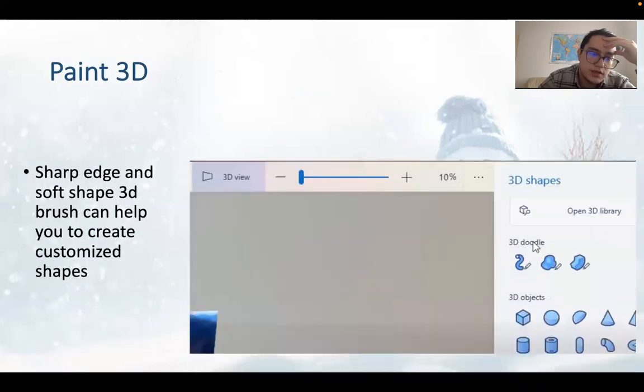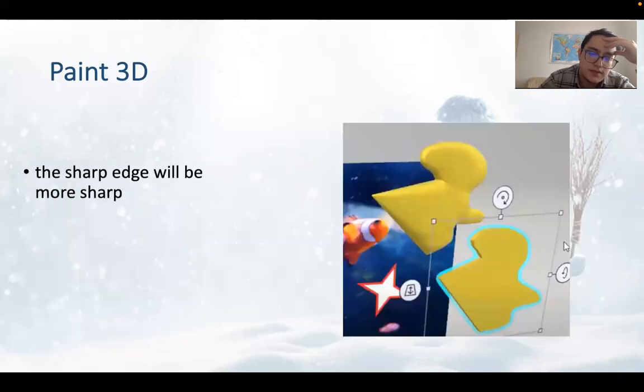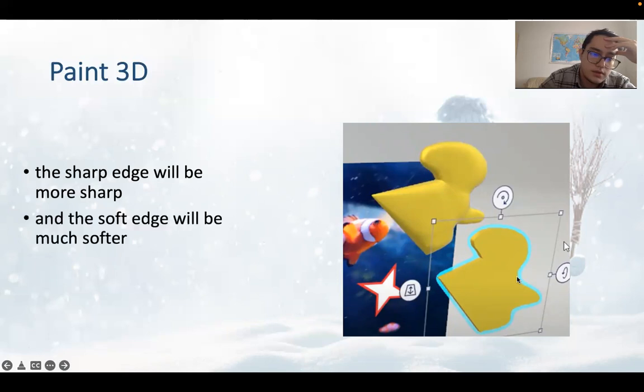Sharp edge and soft edge 3D brushes can help you to create customized shapes. So these two on the right are the sharp edge and soft edge. And this is the difference in how it looks. The sharp edge will obviously be more sharp, which is on the right-hand side here. And the soft edge will obviously be more soft, which is on the top left.